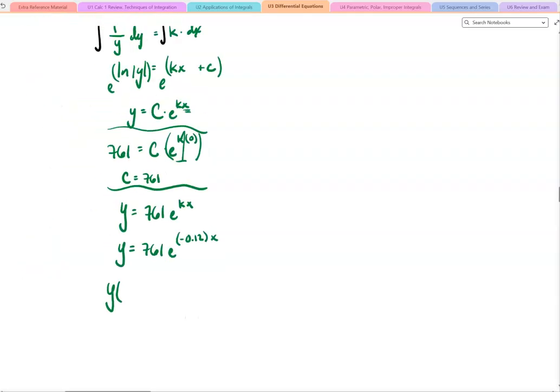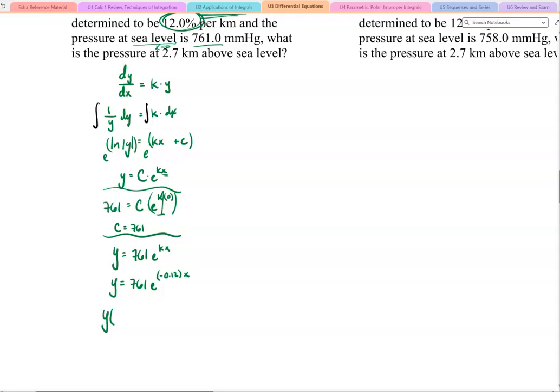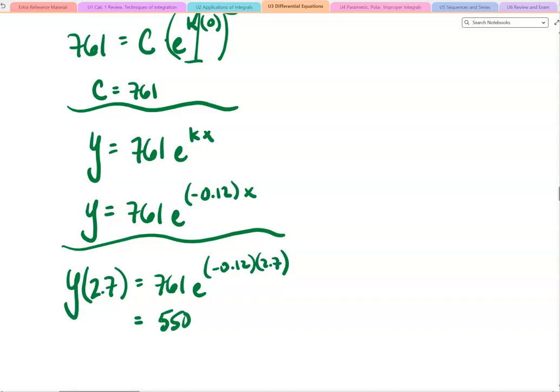For the final part of the question, we're being asked to evaluate or determine the pressure at 2.7 kilometers above sea level. So we're effectively evaluating y at 2.7. So 761 times e to the negative 0.12 times 2.7. That expression should get us there. And my calculator off screen is showing me 550.3994. And this is measuring in millimeters of mercury.